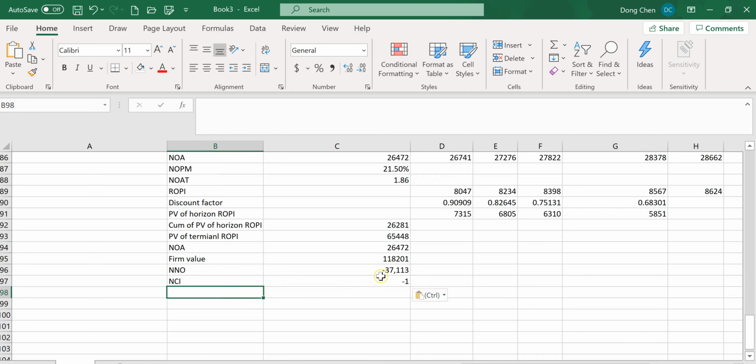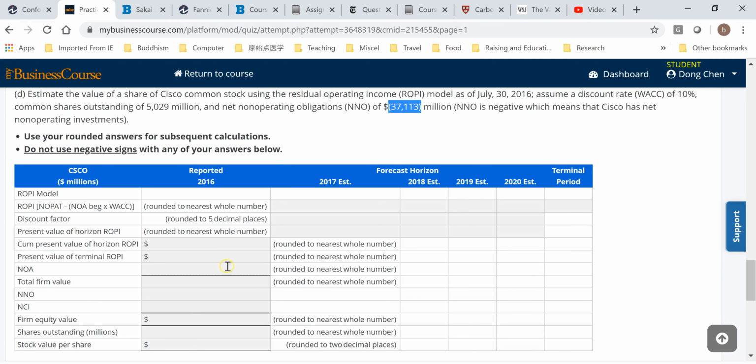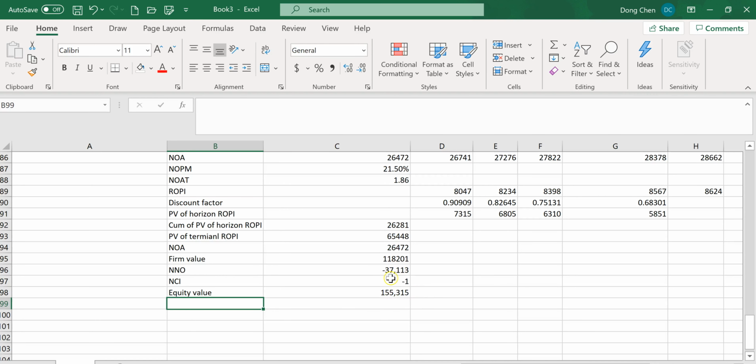But notice when I do the calculation for equity value, I use the negative number because I need to subtract all this NNO and NCI from firm value to get the equity value, right? So when I do the subtraction, I subtract a negative number, it ends up with adding a positive number. But if you check the requirement of this problem, it says do not use negative signs with any of your answers below. So when I finally put my numbers back to the table, I need to get rid of this negative sign in front of the NNO and NCI.